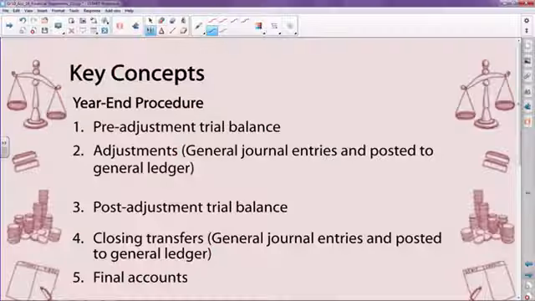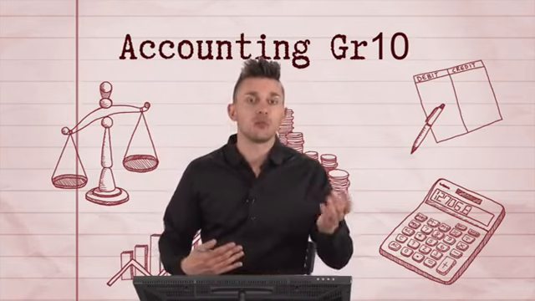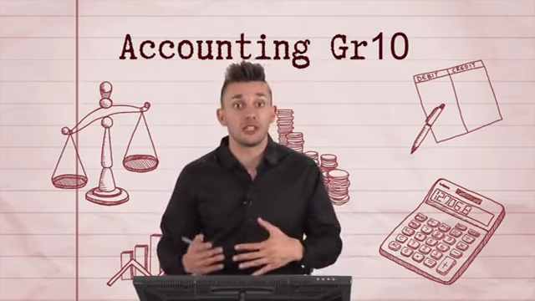The year end procedure is what? We need to do the pre-adjustment trial balance. And this is the first thing we will do. What is a pre-adjustment trial balance? It's before any adjustments took place. So what we'll do is we'll do a normal trial balance. It's just now called a pre-adjustment trial balance, and that means we didn't adjust any figures with any adjustments yet.